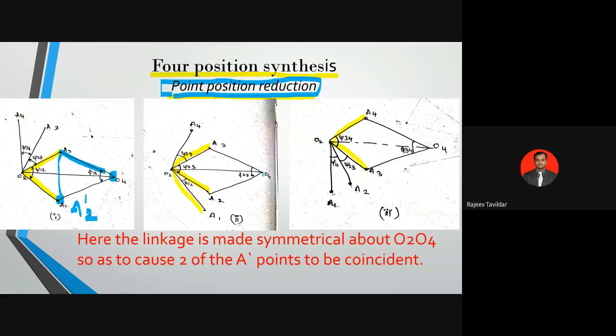Similarly for this second case also, if I keep the compass at O4 and if I rotate O4 A3 downwards by an angle of phi 23, then it will overlap with this A2. So I will get A3 dash lying on that A2 point. So these two points will be coinciding with each other. Hence we are reducing one of the points and ultimately converting this into three position.